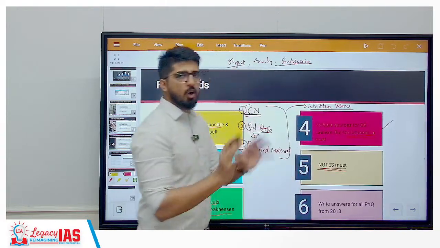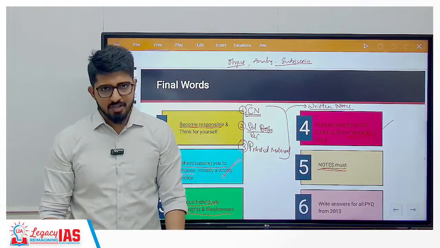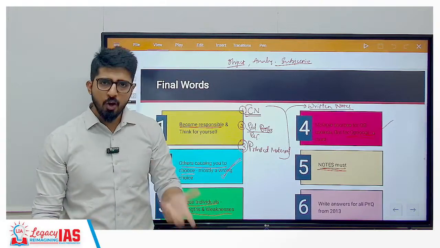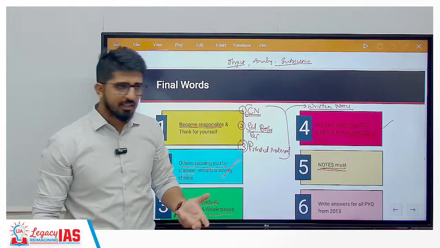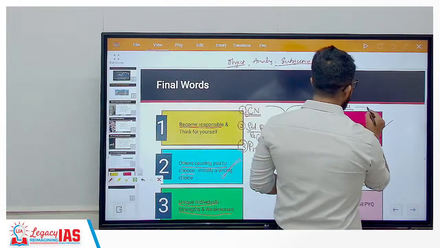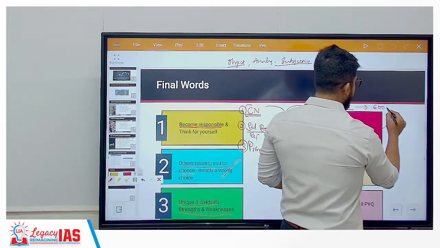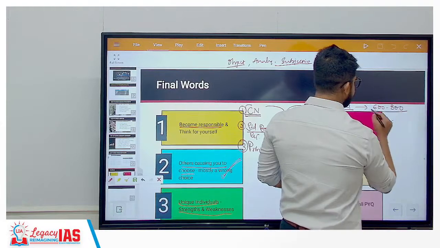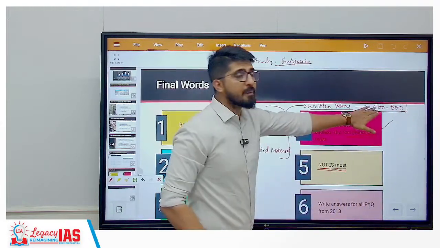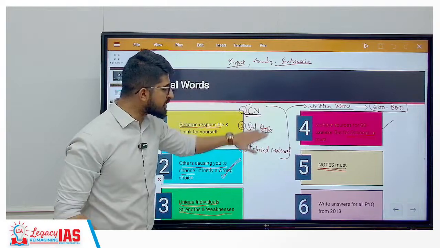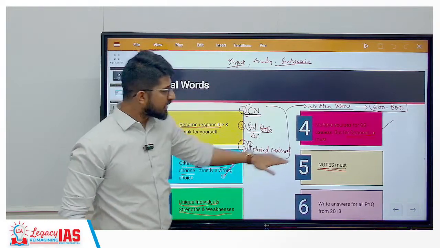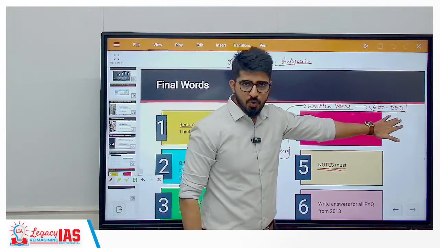For every topic, if you are able to achieve this, probably every optional, it doesn't matter which optional, will run into a range of somewhere around 600 to 800 pages of notes. Now, this is your master copy. You need not go through these books again. So, 600 to 800 pages of notes.